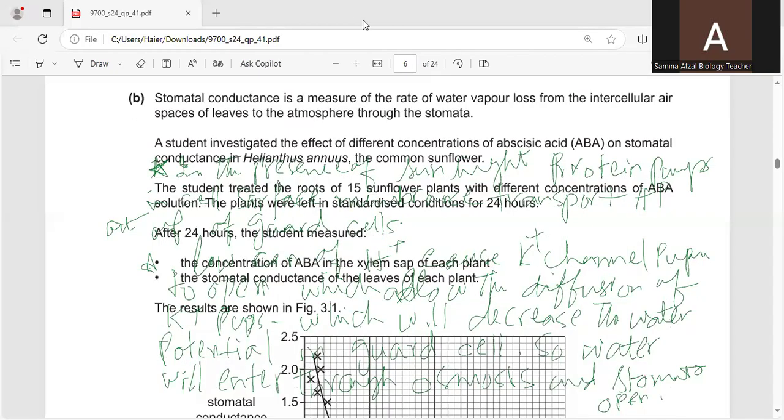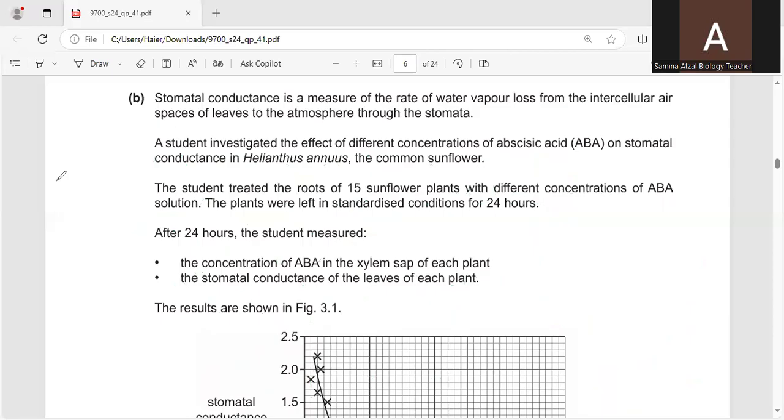The next question is on stomata. Stomatal conductance is a measure of the rate of water vapor loss from the intercellular air spaces of leaves into the atmosphere through the stomata. A student investigated the effect of different concentrations of abscisic acid on stomatal conductance in Helianthus annuus, the common sunflower. The student treated the roots of 15 sunflower plants with different concentrations of ABA solution. The plants were left in standardized conditions for 24 hours.